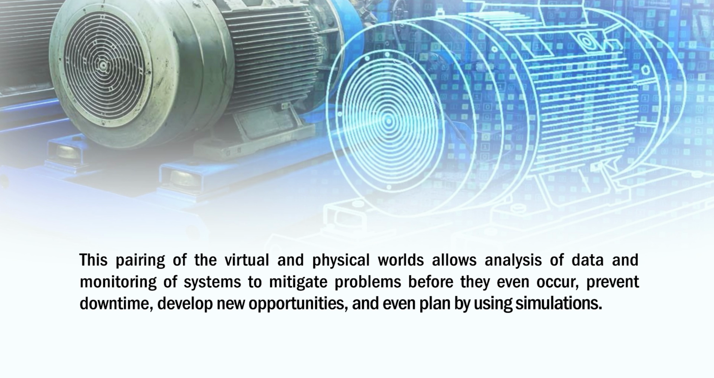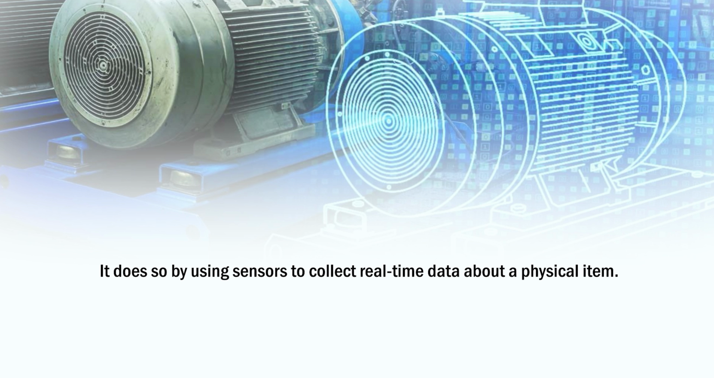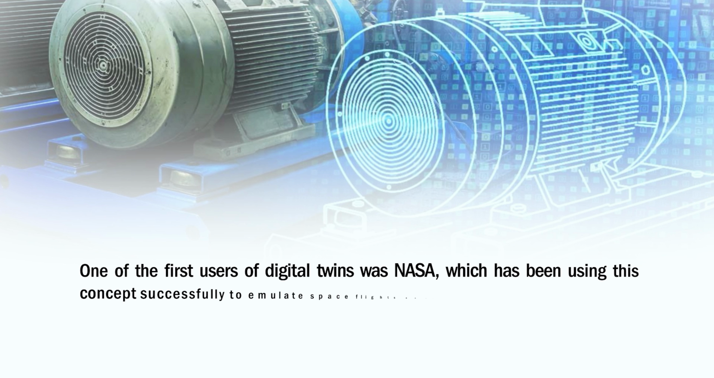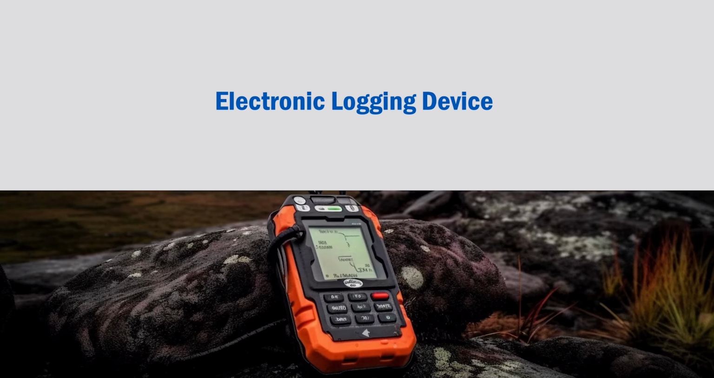So, this particular digital twin is a pairing of the virtual and physical worlds, allows analysis of data and monitoring of the systems to mitigate problems before they even occur, prevent downtime, develop new opportunities and even plan by using simulations. It does so by using sensors to collect real-time data about a physical item. One of the first users of digital twins was NASA, which has been using this concept successfully to emulate space flights on the ground.